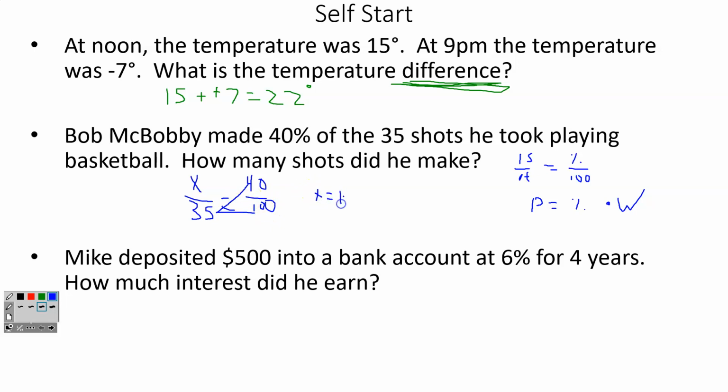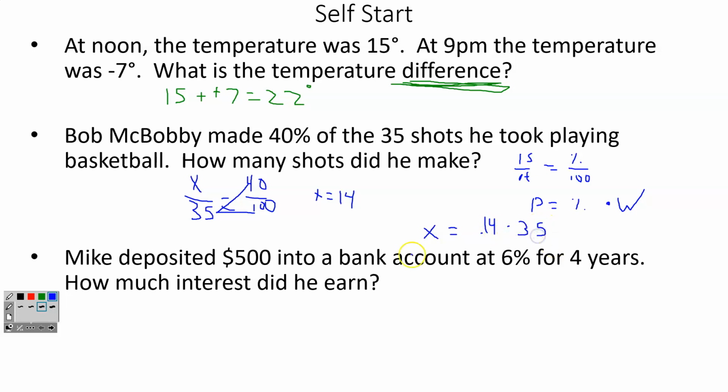So how many shots did he make? He made 14 shots. If you do the part equals percent times whole, that would be your x equals your percent, which is 40, but remember to turn it into a decimal, times the whole, which is 35.